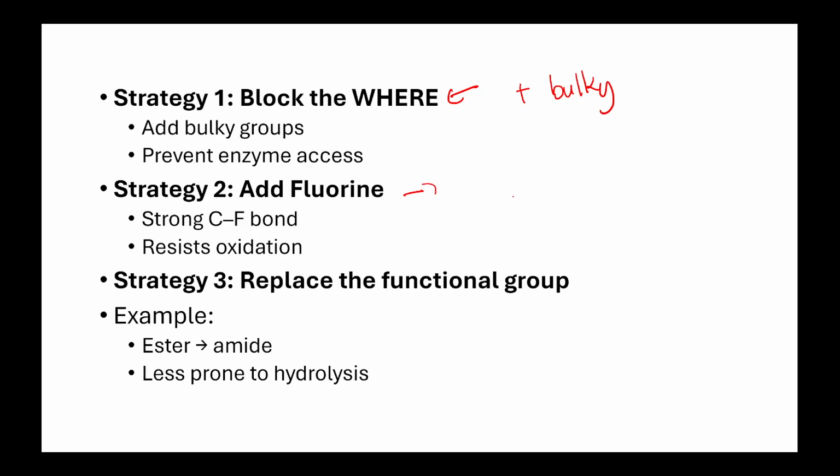Another approach is you could add fluorine. CH can be oxidized while CF cannot be oxidized. That is why in our bioisosterism, replacing hydrogen with fluorine is a good step for preventing oxidation. However, you cannot add too much fluorine because it could alter the charge of the structure too much. And strategy 3, you could replace the functional group. If, for example, ester is rapidly metabolized while an amide is much slower, it renders it slower to hydrolysis.